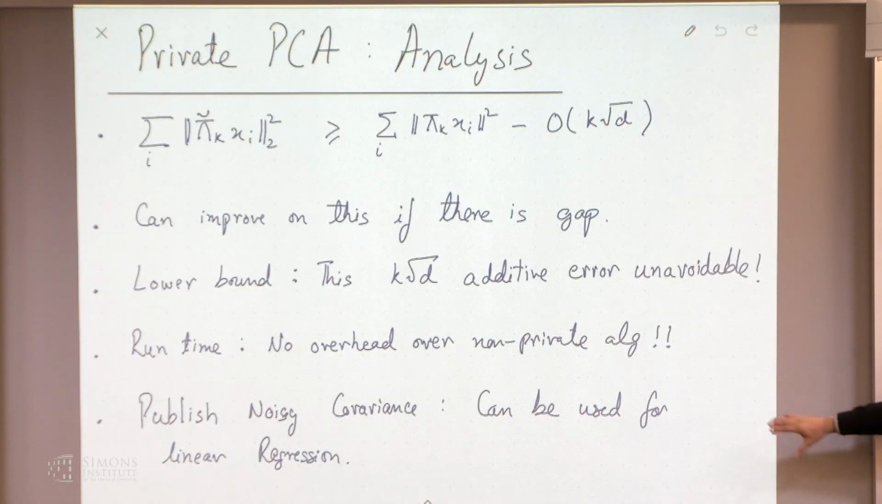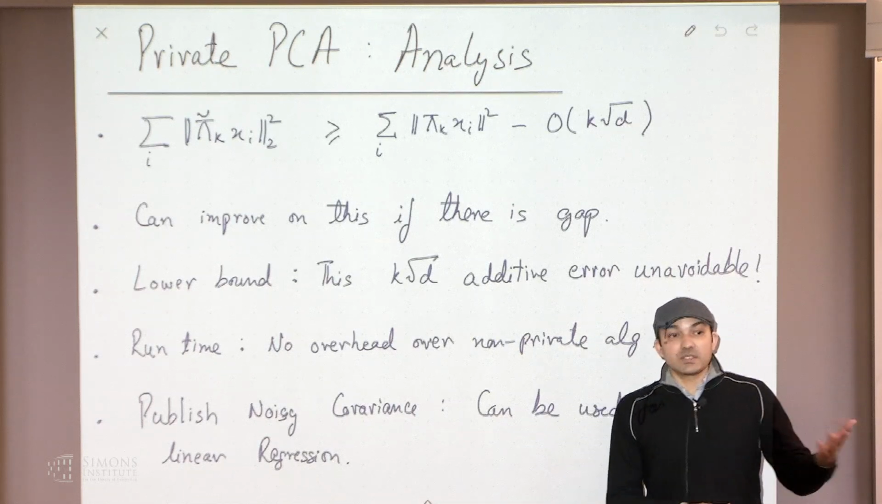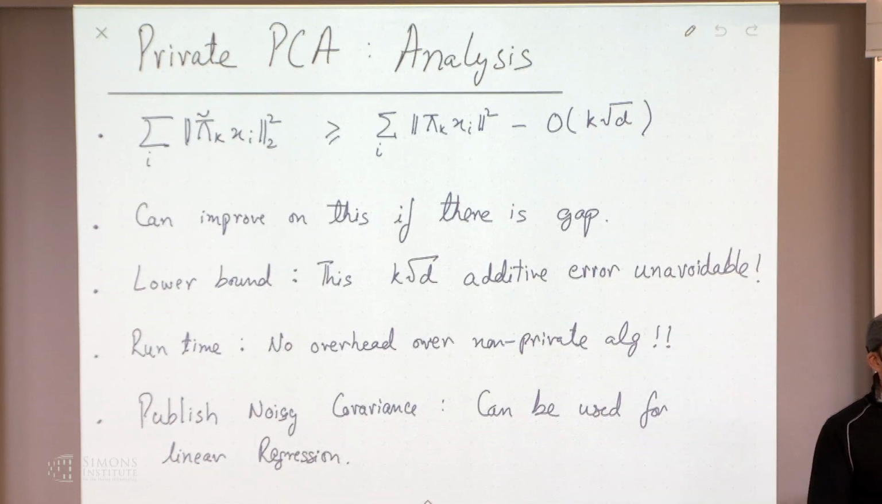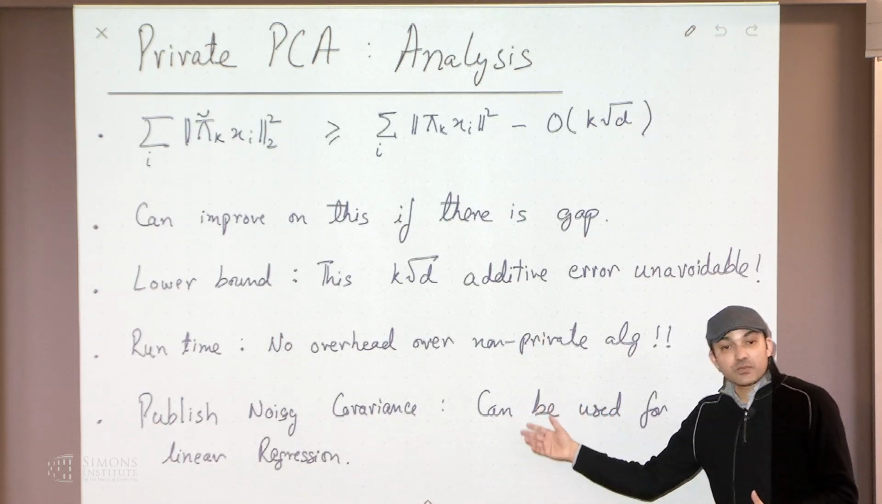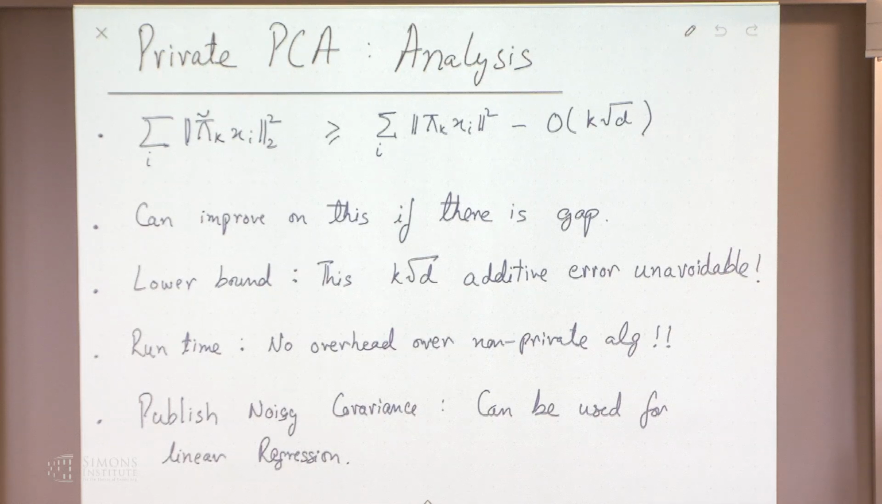And because I can actually publish the covariance, you can do other things with this covariance. You may have a different k in mind than the one I have. You can compute your own k-dimensional subspace. You can also use this for computing a linear regression on the data set because you have the covariance, and that's all you need to do linear regression. And empirically, I guess Or has done a lot of work showing that this works very well. There he is.